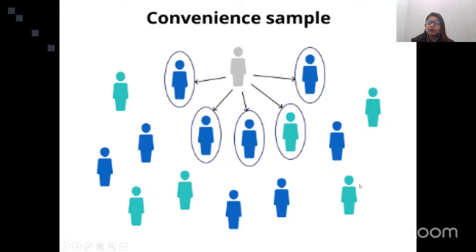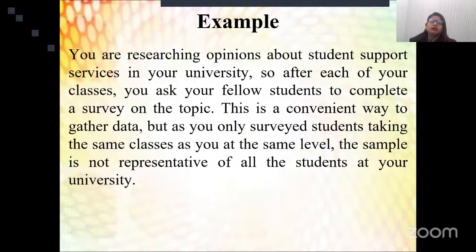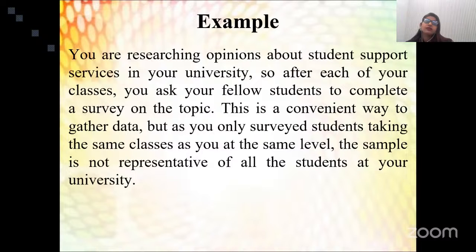This is the whole population. I'm picking the respondent according to my convenience, right? Who is near to me, to whom I can contact easily. Okay, this is another example. So you are researching opinion about the student support service in the university, whatever support students are getting from the university. So after each of your class, one thing you can do is simply ask your students to complete a survey on the topic, right? So after each and every class, you are getting response from the students. So this is a convenient way to gather the information.